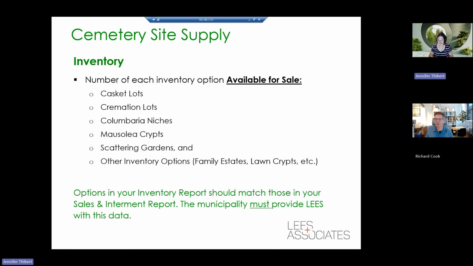So if you're selling 100 casket lots a year, I want you to tell me, Jennifer, I have 500 casket lots that remain available for sale. That's what we're looking for. Make sure we're comparing apples to apples, for each of your options. So we can tell you from there, you have X number of years of sales remaining, and you need X number more additional casket lots to serve the community for the next 25 years.